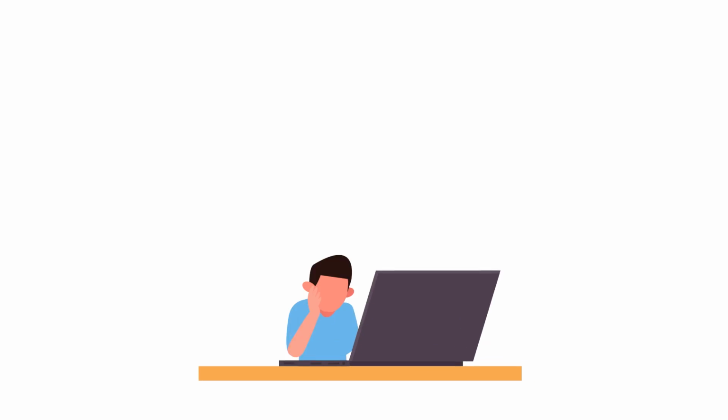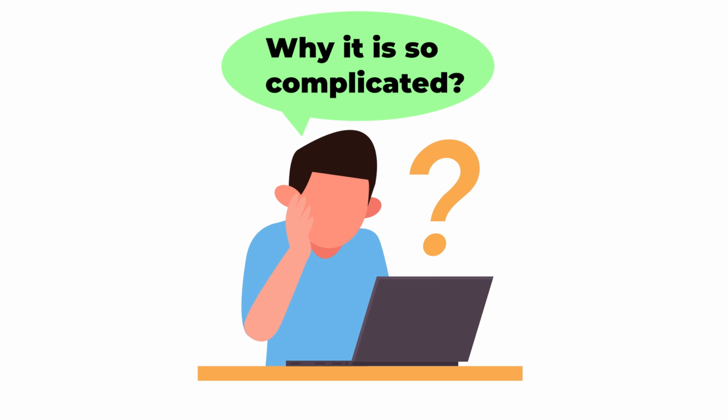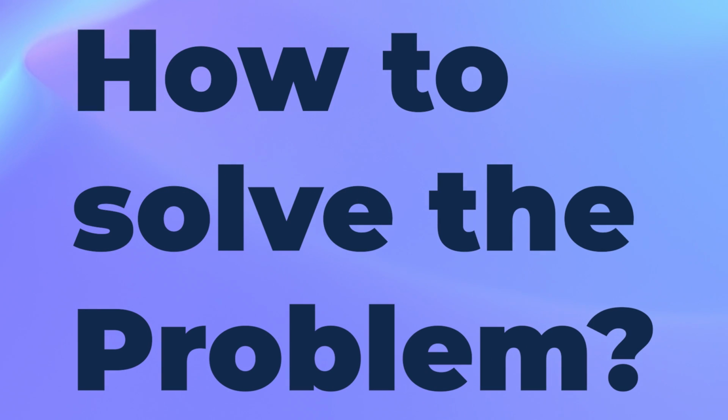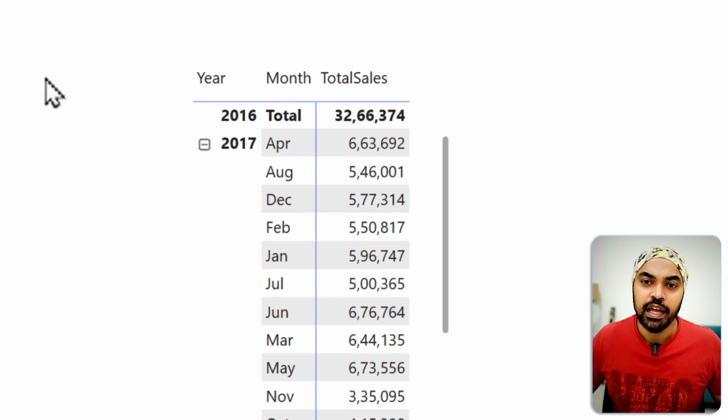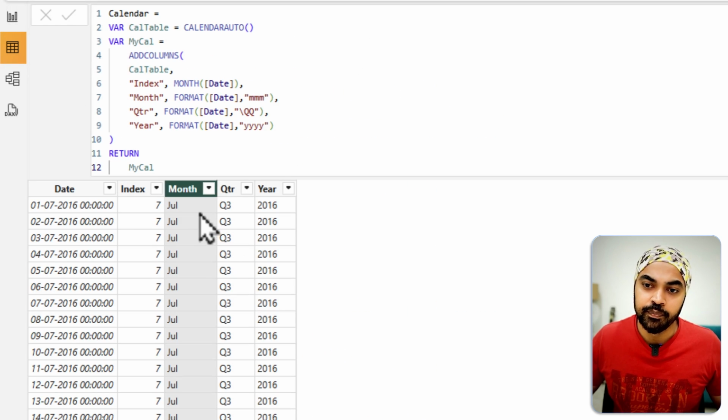Now, I do understand that this problem can be sorted by sorting one month in some other order in the calendar table. Yes, but in Excel, this is really simple. And any user coming from Excel is going to wonder why this feature is not like Excel. Let me first show you how you are going to solve this problem, and then why it would not behave like Excel.